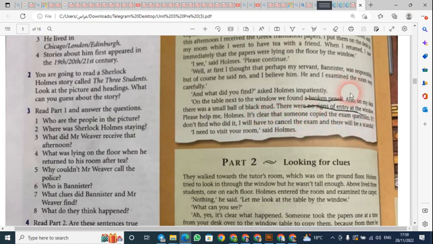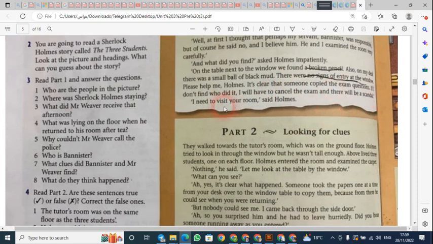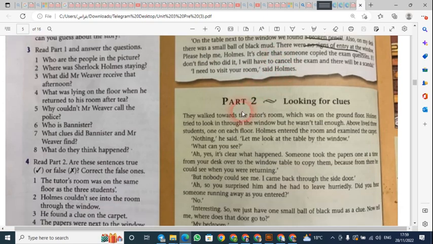It's clear that someone copied the exam questions, and he wanted to know who that person was, because if he didn't find out who did it, he will have to cancel the exam, and there will be a scandal. "I need to visit your room." Who said that? Definitely Holmes. Part 2.